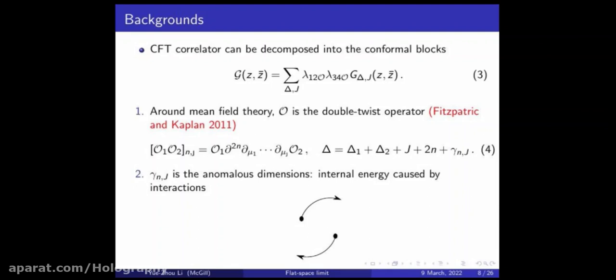And around the mean field theory, the O here, that is the exchanged operator in the conformal block decomposition, should be the double twist operators. So we can write the operator as a double twist family like this, and its dimension is the sum of the two external dimensions plus spin plus 2n, where n is an integer, plus an anomalous dimension, and this anomalous dimension can be interpreted as an interaction energy in the AdS bulk caused by the interaction.